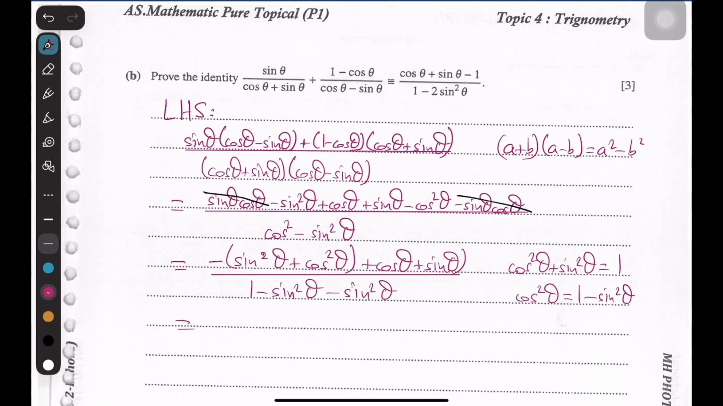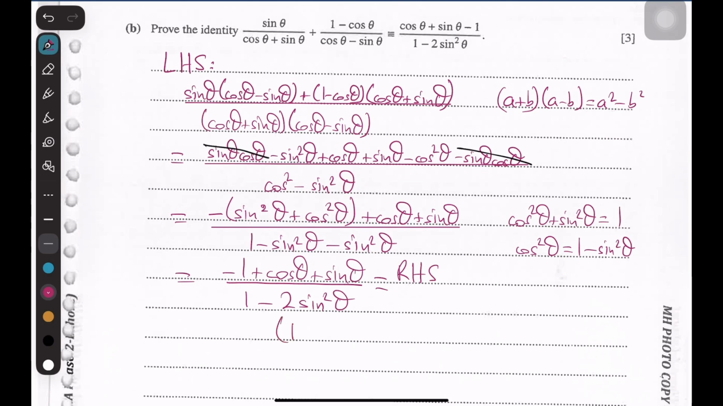In the numerator, we have sine square theta plus cos square theta. We can use this identity there, so that will become 1. So we have negative 1 plus cos theta plus sine theta upon 1 minus 2 sine square theta. And this is equal to the right hand side. So we have proven this.